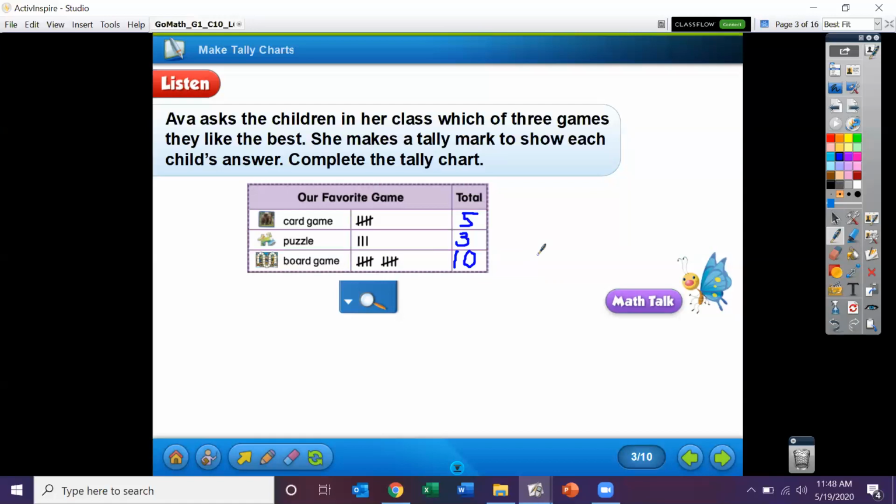Now, which game got the least amount of votes here? Which has the least, the smallest number of votes? Very good. Puzzles. As you can see, puzzles only had 3 tally marks, 3 votes. So a tally chart is actually one of my favorites because all you do is count your tally marks, add them up, and then refer back to it to answer different types of questions.